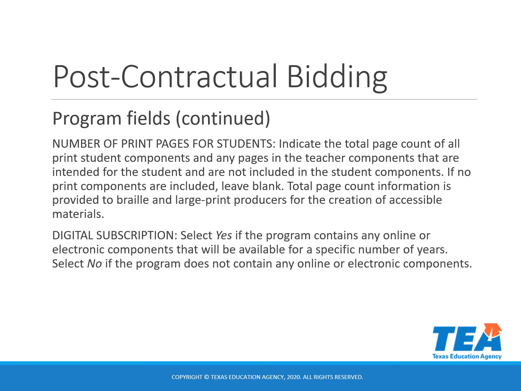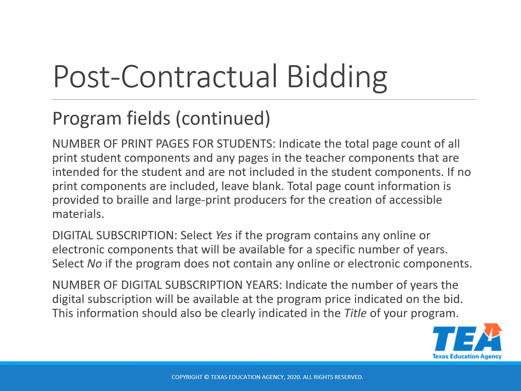The digital subscriptions, you will select yes if the program contains any online or electronic components that will be available for a specific number of years. You will select no if the program does not contain any online or electronic components. And then you will indicate the number of years the digital subscription will be available at the program price indicated on the bid. This information should also be clearly indicated in the title of your program.